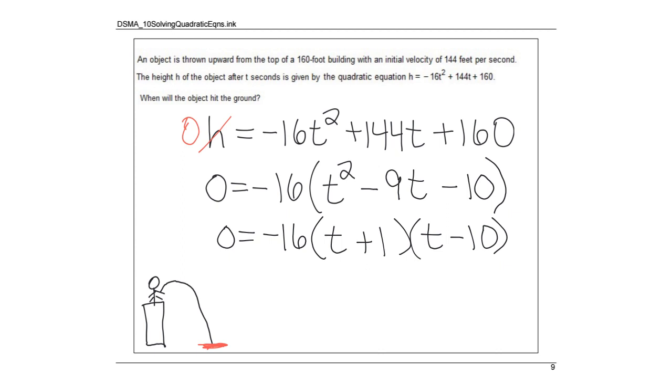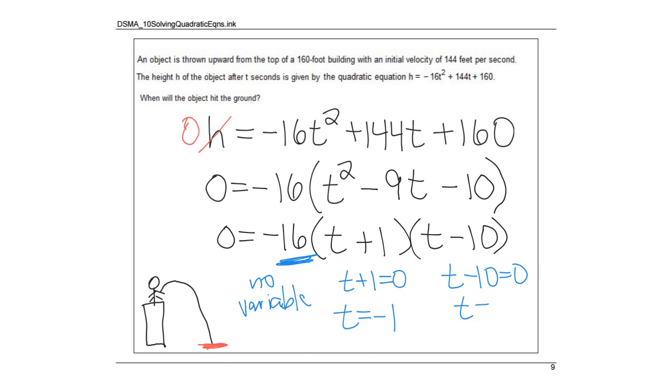All right, so when I come down here, I'm not going to worry about the negative 16 because there's no variable. I can't have negative 16 equals 0. It doesn't make any sense. Here, if I set t plus 1 equal to 0, I get t equals negative 1. And here I get t minus 10 equals 0, so that's t equal to 10.